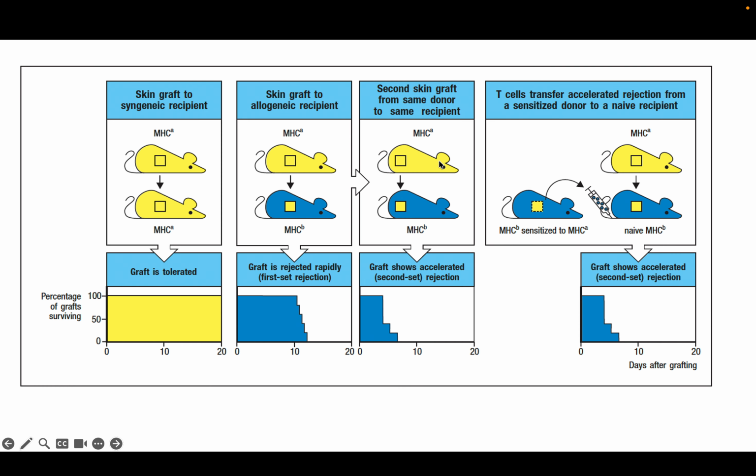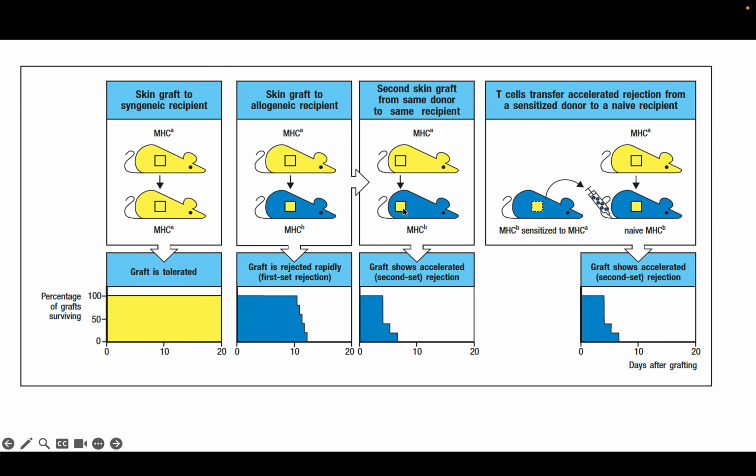What happens if we take a second skin graft from the same donor to the same recipient? Again, we repeat this, and from 12 days it is now literally 6 days. So it's much faster. That means that this is mostly T cell mediated or B cell mediated, meaning that there's a memory response. This mouse now memorized this.